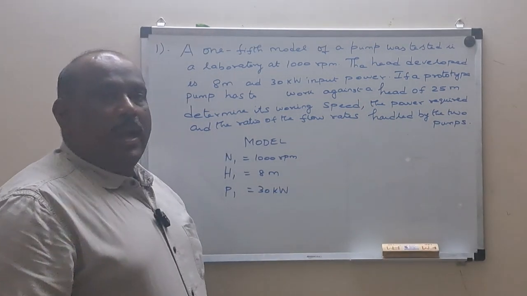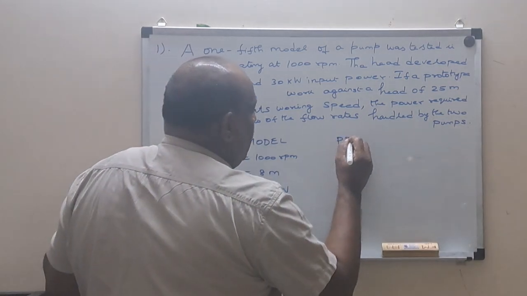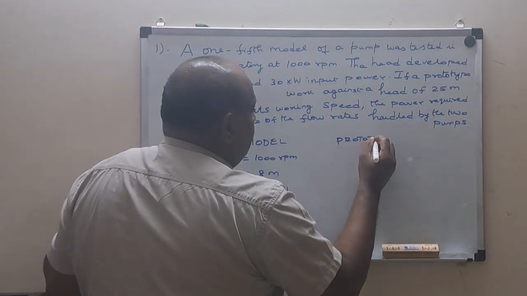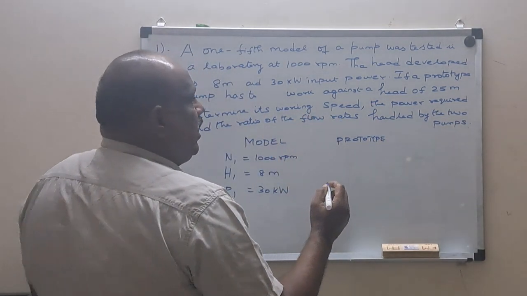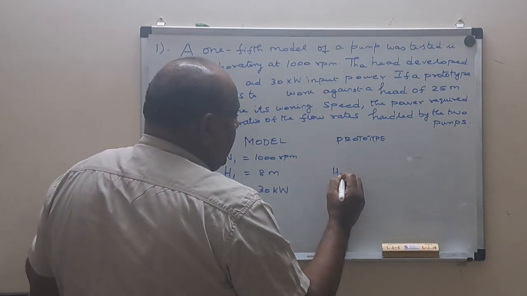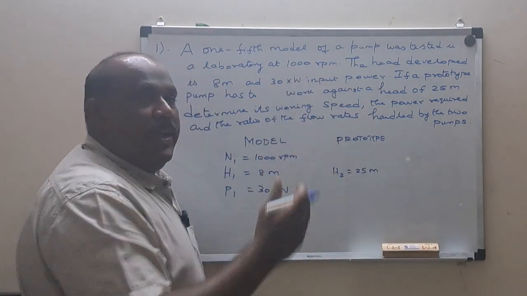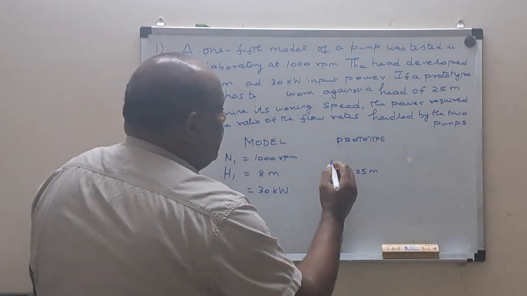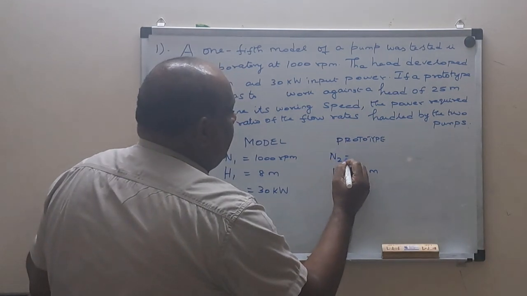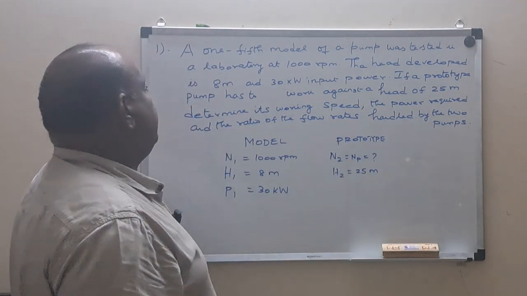Now I want to make the real prototype. So let us come to the real prototype. It has to work against a head of 25 meters. So this actual head should be what? Not 8 meters. It should be able to pump the water up to a height of 25 meters. Determine its working speed. So they're asking what is the N2 or NP. NP means prototype. N2 also prototype only.